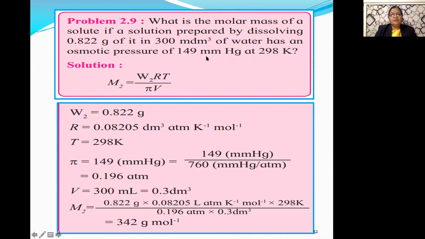So whenever you read the numerical, what is given? Here the weight of solute is given, the molar gas constant R, the value of R is known to you, temperature is given as 298 Kelvin, and osmotic pressure 149 mm mercury. Convert this osmotic pressure into atmosphere by using the relation 1 atmosphere is equal to 760 mm mercury. So that becomes 0.196 atmosphere.